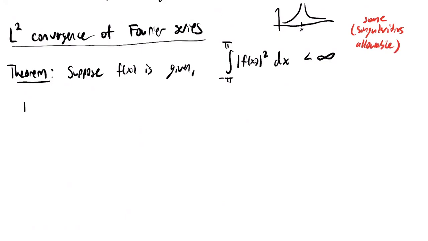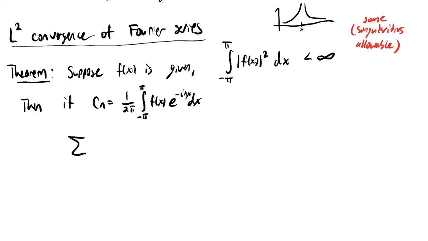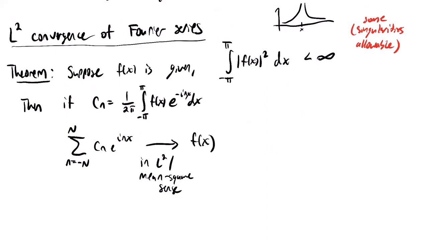Right, and so under this hypothesis, it turns out that the complex Fourier series will converge to the function in the L2 sense or in the mean square sense. So if we set Cn equal to our normal Fourier coefficient, we have the Fourier series from minus n to n, Cn e to the inx. This will converge in the L2 or mean square sense to our function. This is what's called the L2 or the mean square convergence theorem for Fourier series.